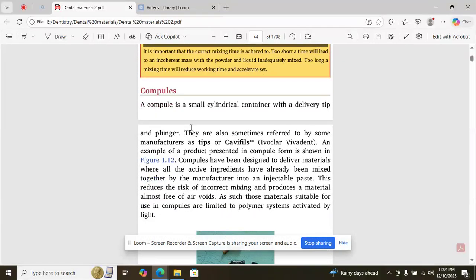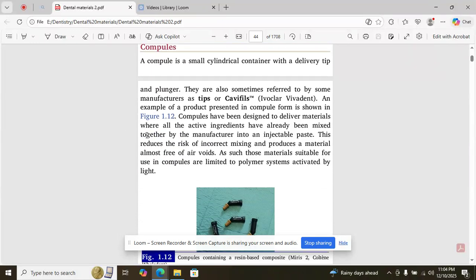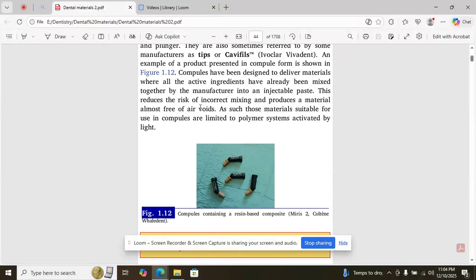Compules. A compule is a small cylindrical container with a delivery tip and plunger. They are also sometimes referred to by some manufacturers as tips or cavifills. Ivoclar Vivadent. An example of a product presented in compule form is shown in Figure 1.12. Compules have been designed to deliver materials where all the active ingredients have already been mixed together by the manufacturer into an injectable paste.